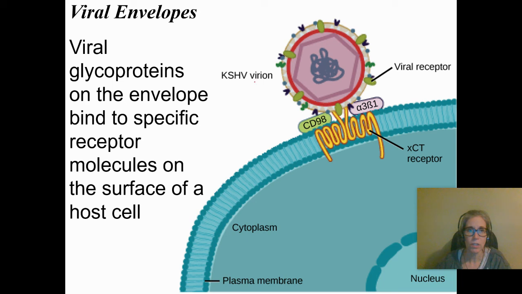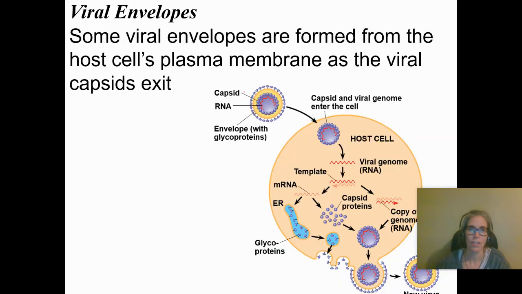Viral glycoproteins, that's carbohydrate attached to a protein on the envelope, bind specifically to some receptor. So this is just an example. It's the XCT receptor, and this glycoprotein attaches to it. If you have a mutation in this receptor, it's possible that that virus can't infect you. So sometimes mutations are good. Some viral envelopes are formed from the host plasma membrane as the viral capsid exits. So here's an example where the virus, here's the viral DNA, the red part, and then the protein around it, and then it gets some of the membrane from the host cell.